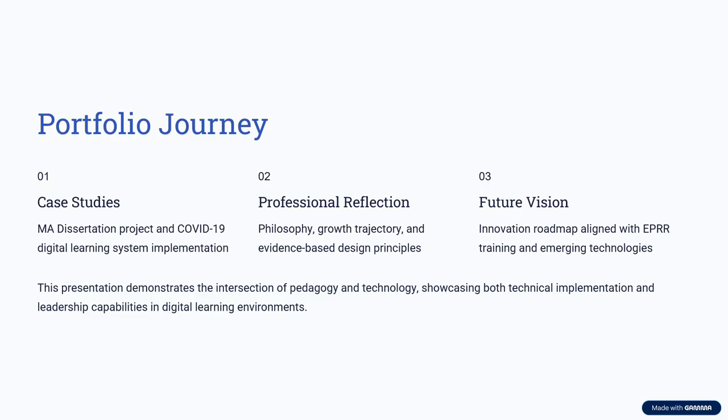Okay, so the presentation will be split into three sections. The first segment will look at two learning projects that I have created, including what software I used, technical expertise, and the outcome of the projects.